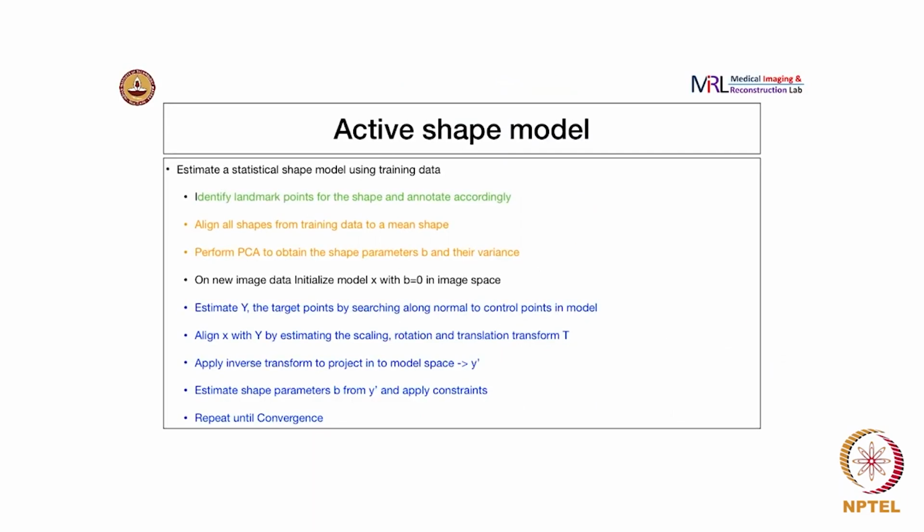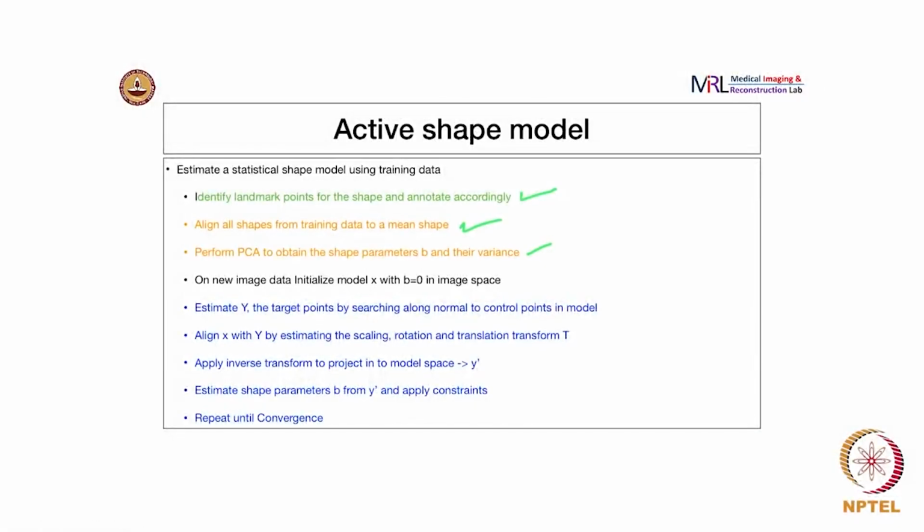Okay, putting this all together, estimate a statistical shape model using training data. The right way to do that is to identify landmark points for the shape and annotate accordingly, and make sure that every instance of the shape you are annotating in your training data set has the same number of points. Align all the shapes, removing scaling and pose dependency, so those two you have to remove. And perform PCA to obtain shape parameters.